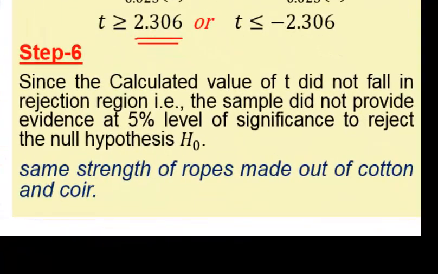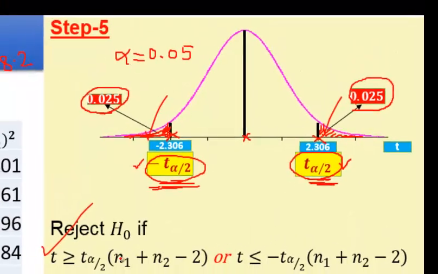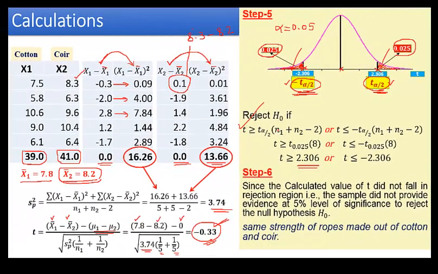So it means that since our calculated value did not fall in the rejection region. So there are two rejection regions, this one and this one, but our calculated value did not fall in either of them, so therefore we are unable to reject the null hypothesis. So if we are unable to reject the null hypothesis, what was there in the null hypothesis? Null hypothesis states mu1 equals mu2, that is, the strength of both the ropes is the same, there is no significant difference. So if we are unable to reject the null hypothesis, our conclusion is there is no difference among the strength, or we can say the same strength for ropes made out of cotton and coir.